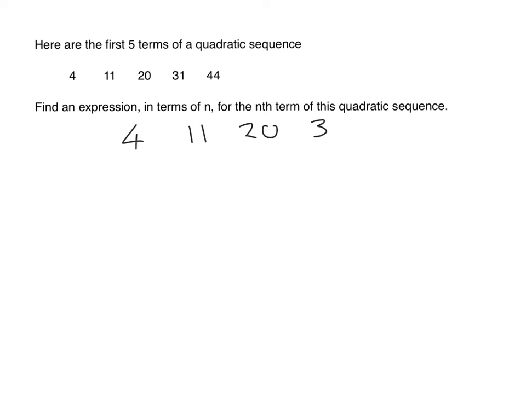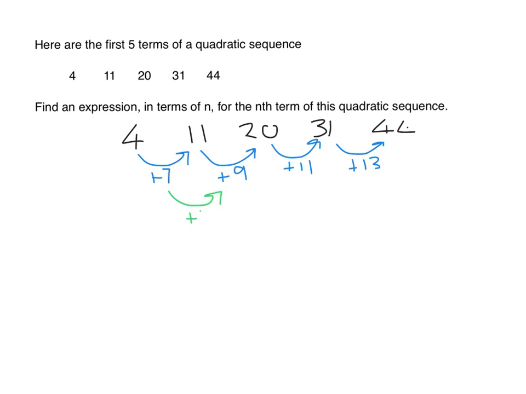So I'm just rewriting it so I've got plenty of room. To get from 4 to 11 we're adding 7, 11 to 20 is adding 9, 20 to 31 is adding 11, and 31 to 44 is adding 13. Which means that my second order difference is adding 2.